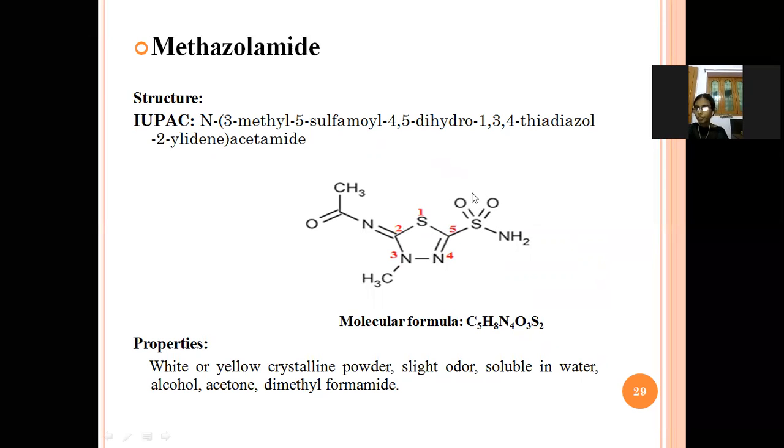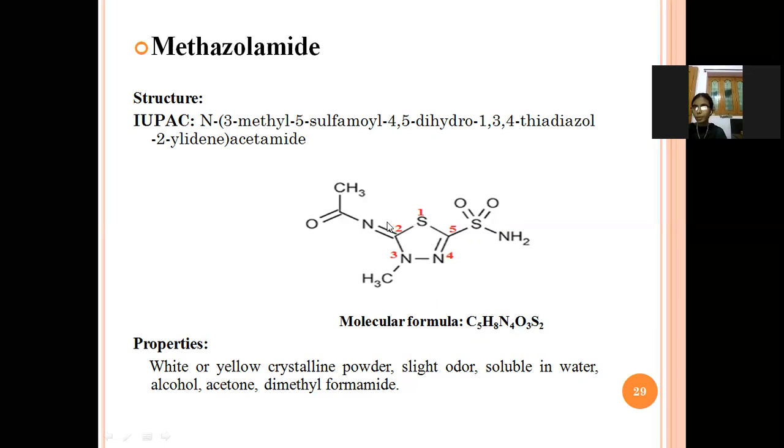Thia means sulfur. Azole means nitrogen. Diazole means in the third and fourth positions two nitrogens are there. So in which positions do we have the sulfur and nitrogen? In the first position sulfur, third and fourth positions nitrogen. So it is named 1,3,4 thiadiazole. For this thiazole, in the third position the methyl group is there, in the fifth position the sulfonyl group, and in the second position the acetamide group is there.